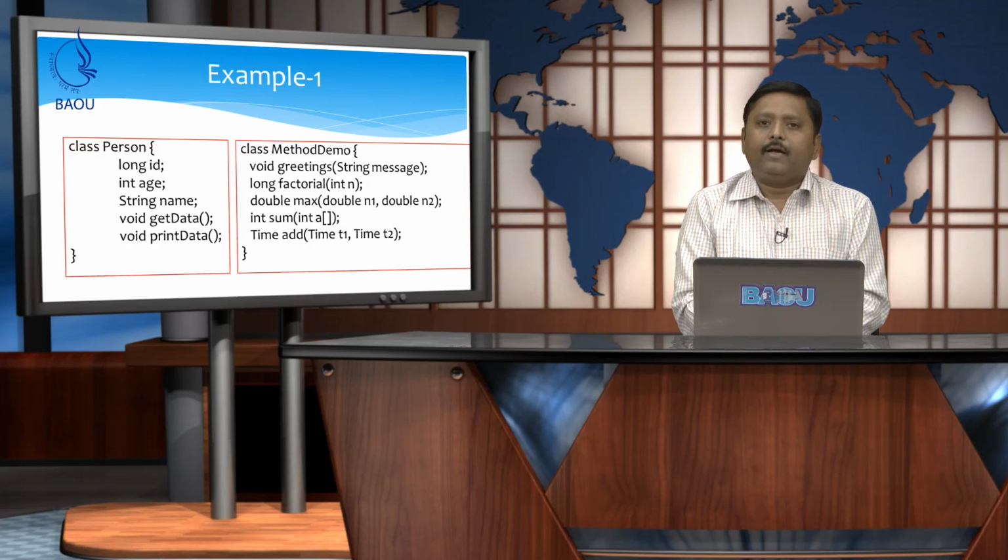So, we are going to write three classes. One class is a person class, another class is a time class and the last class is method demo, and inside method demo we will define all these methods. And we have one more class which is used to test all these classes. So, we write four classes: person class, time class, method demo class and a test class to test these methods. So, let us start writing these programs inside NetBeans.